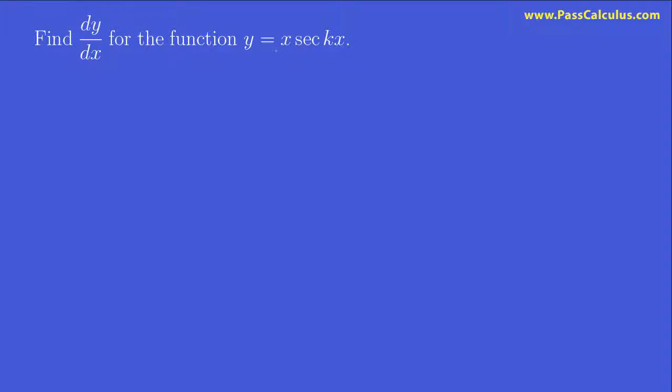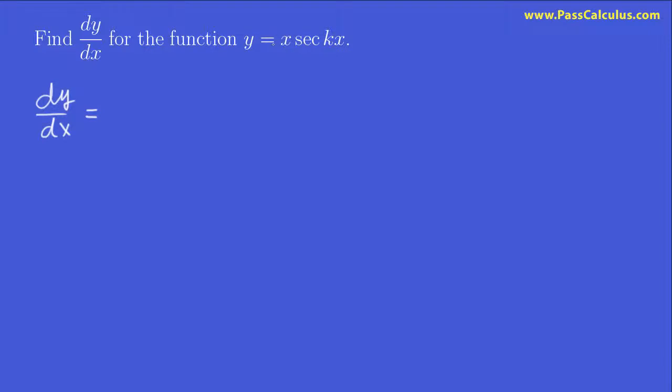And when you look at this, you should really see this as a product. We have one factor here, the x, and the other factor is the secant of kx. We could put brackets around here, but it's not necessary. So let's see how this goes. So this is a product, so we are going to be using product rule.